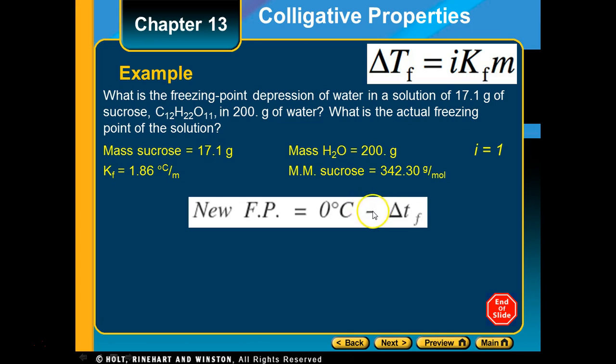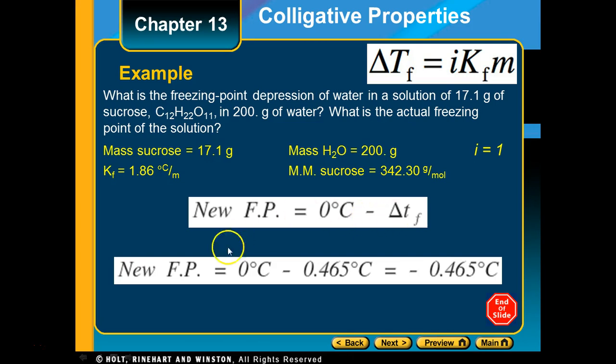Now why is it a subtraction? Well, remember, we are depressing the freezing point, so it's got to go down, i.e. negative. Now, since it's a 0, it's super duper easy. The actual new freezing point is just negative 0.465 degrees Celsius. So that's how you would do it. Just make sure you have moles, calculate molality, make sure you have i, you look up Kf, and then just plug it in. Let's do one more problem.